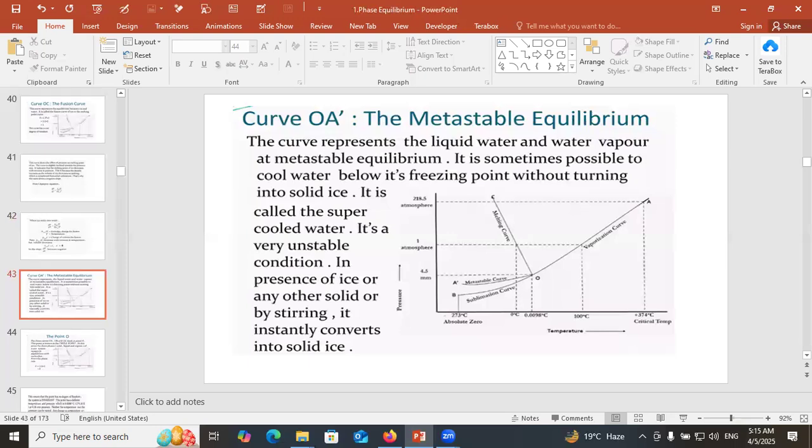Curve OA, the metastable equilibrium. The curve represents liquid water and water vapor at metastable equilibrium. It is sometimes possible to cool water below its freezing point without turning it into solid ice. This is called supercooled water. It is a very unstable condition. In the presence of ice or any other solid, or by stirring, it instantly converts into solid ice.